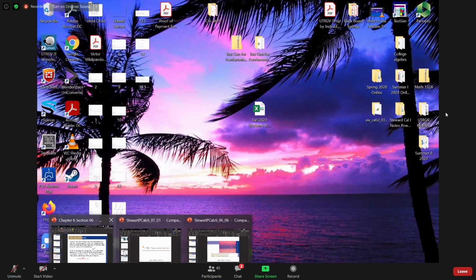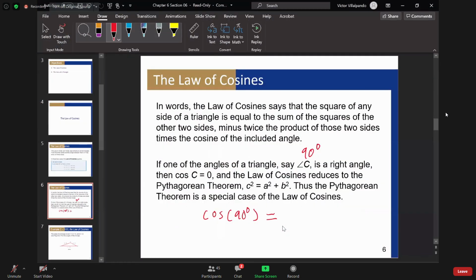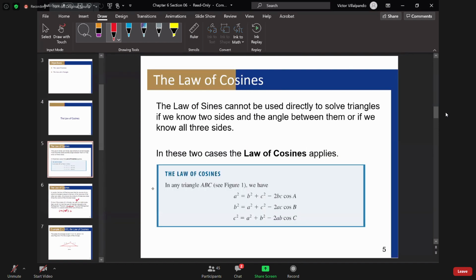So let's go back to our chapter there. They're saying if you are particularly working with a 90-degree angle, the law of cosines reduces to the Pythagorean theorem. Thus, the Pythagorean theorem is a special case of the law of cosines. Right? So if this happens to be 90 degrees, that would be 0. 0 times all this would cancel out, and that's why you'll be left with c squared equals a squared plus b squared, and the Pythagorean theorem is a special case of the law of cosines.